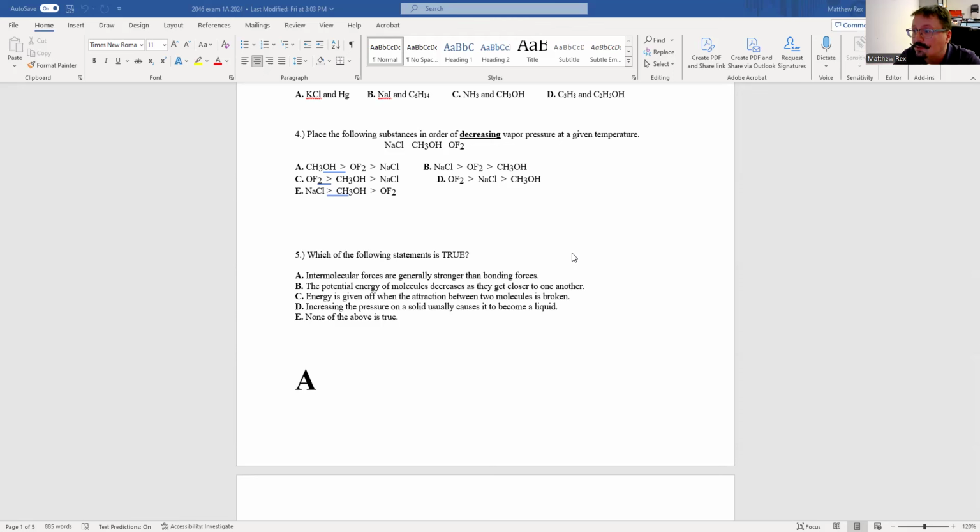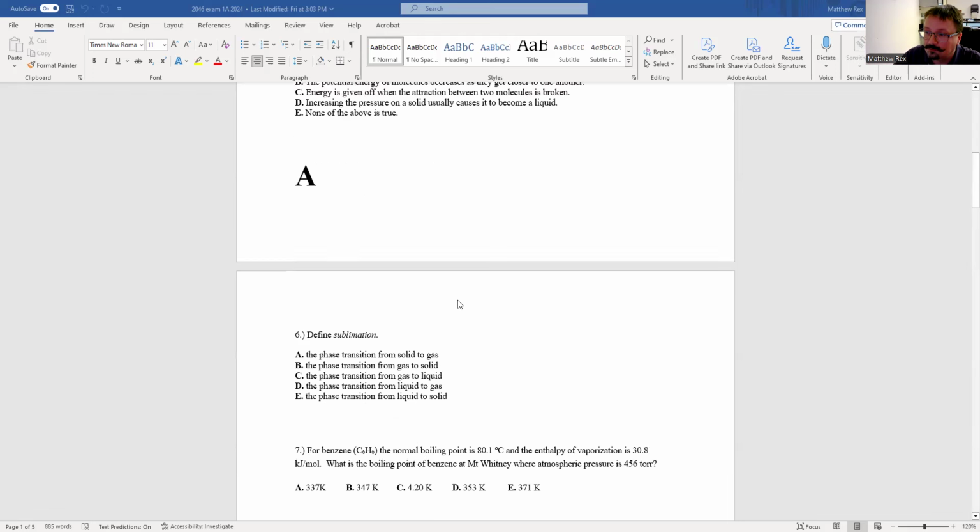Energy is given off when the attraction between two molecules is broken. No, we have to put energy in to divorce those intermolecular attractive forces. Increasing the pressure on a solid usually causes it to become a liquid. Nope, if we add more pressure, if we're pushing harder on that solid, we're only going to increase the likelihood that it's going to be a solid, not that the molecules are going to get further away and become a liquid. And then E, none of the above is true, isn't correct because B is true.